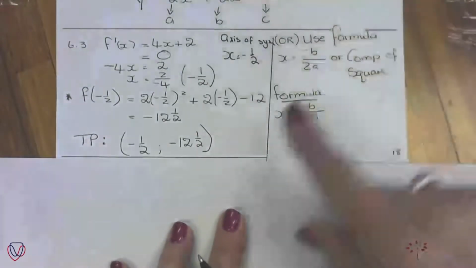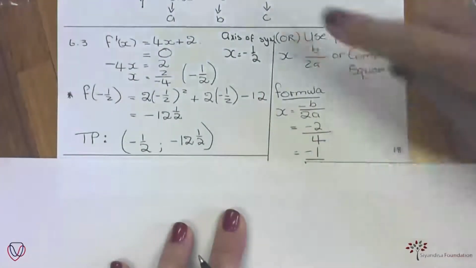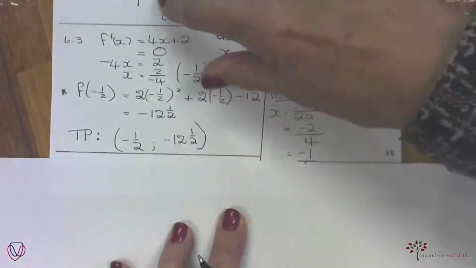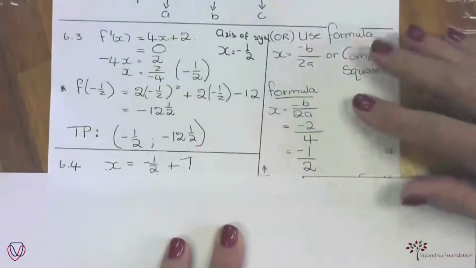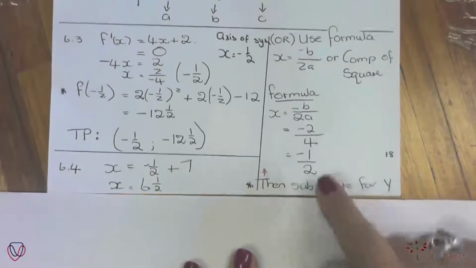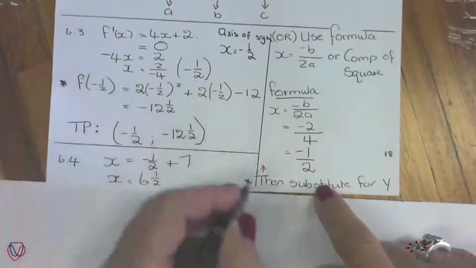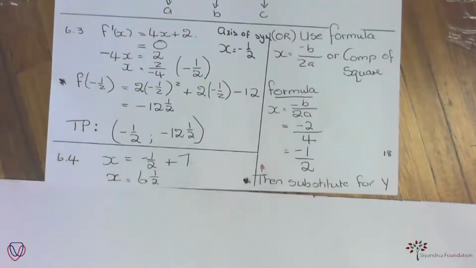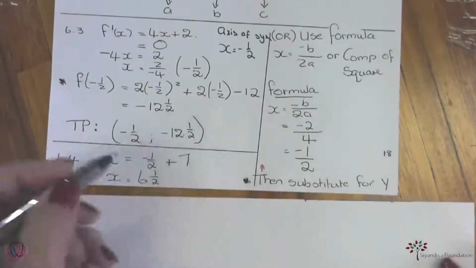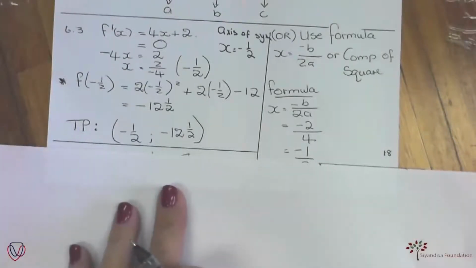So you use the formula to find the axis of symmetry, and it also gave me minus b is negative 2 over 4, and that gives me negative a half. Do the same, then substitute that into your original equation like I did there. Can you see that? There it is. And then you will get your 12 and a half, and that will be your turning point of the graph.